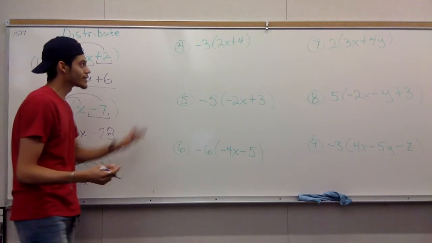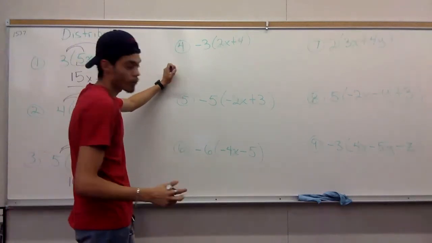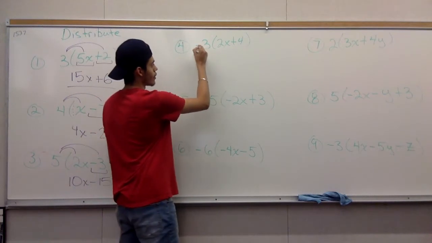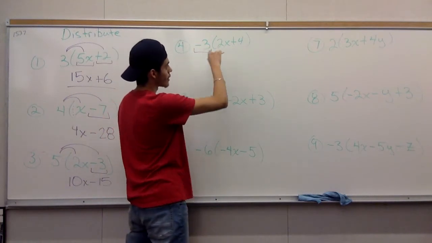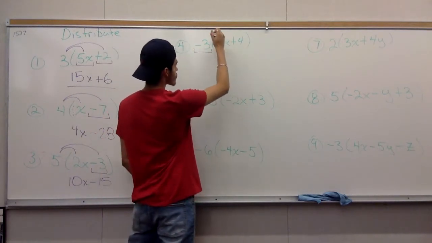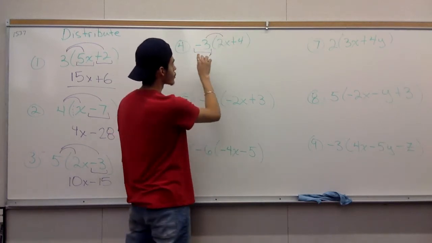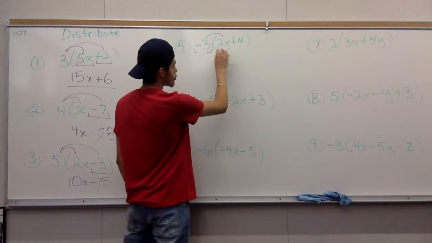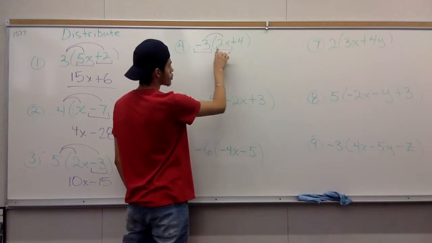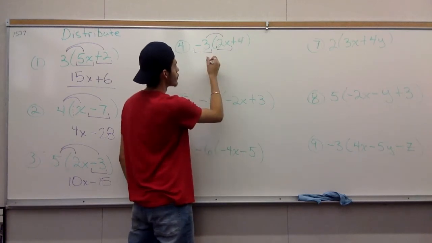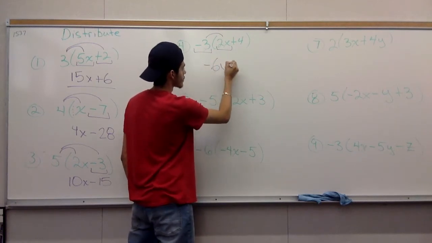All right, now going on to 4. Number 4, we have some negative numbers on the outside. Remember, this negative number is going along to be multiplied to both of these. So make the first loop, -3. Don't forget about the negative. -3 times 2x. The x goes with the 2. -3 times 2x would give you -6x.